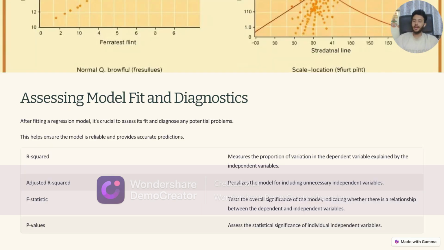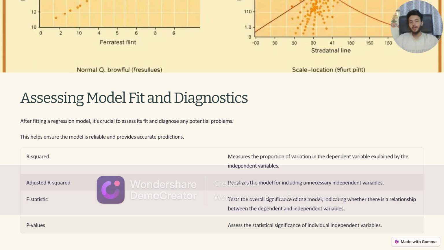Assessing model fit and diagnostics. After fitting a regression model, it's crucial to assess its fit and diagnose any potential problems. This helps ensure the model is reliable and provides accurate predictions.